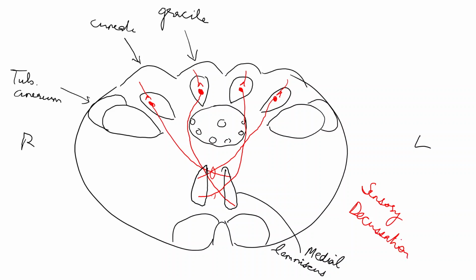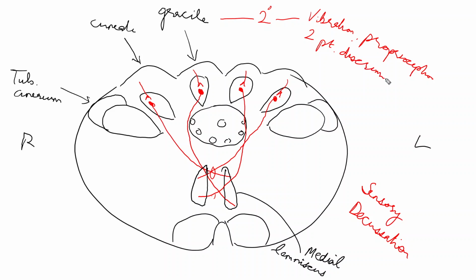Okay, and the sensory decussation, the fibers which are decussating here, fibers of the nucleus gracilis, nucleus cuneatus, they are second order neurons and they are carrying which modalities of sensation? They are carrying vibration, they are carrying proprioception, and they are carrying fine touch or 2-point discrimination, the ability to differentiate two closely placed touching points as separate.